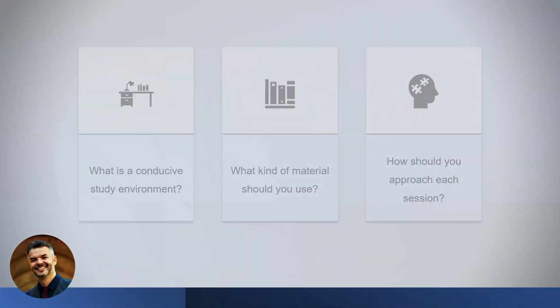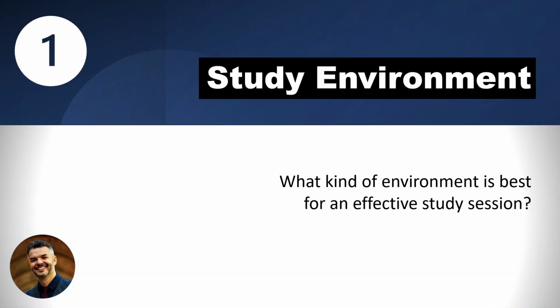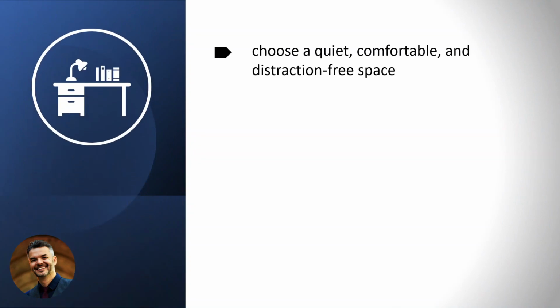So let's take a look at the first thing, which is the study environment. What kind of environment is best for an effective study session? Essentially, you're most effective when you're in a place where you can focus and concentrate. You want to choose a quiet, comfortable, and distraction-free space. If your home isn't ideal, try studying at a library.